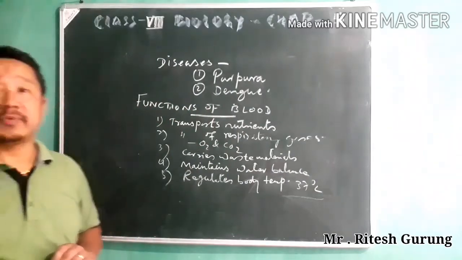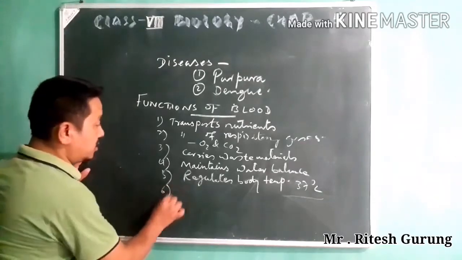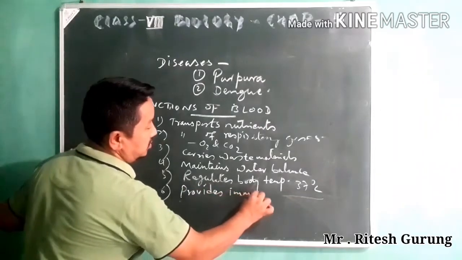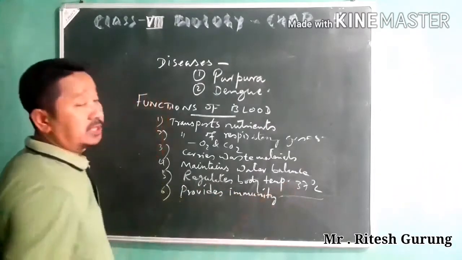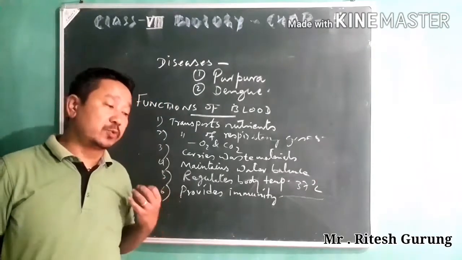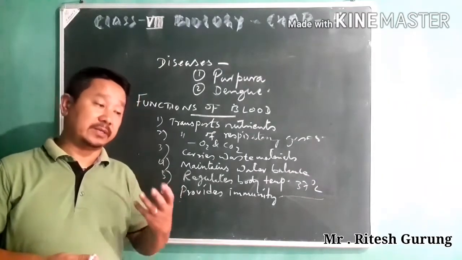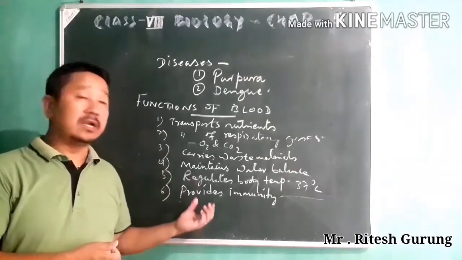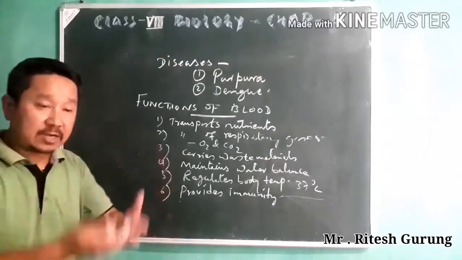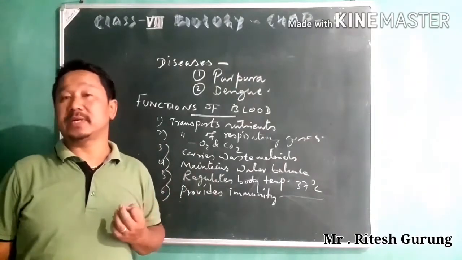And number 6, blood also provides immunity. In the last session we talked about the function of WBC, which is to provide immunity. It kills the disease causing germs, if any by any chance enter. They are all killed by WBC, which is part of your blood. That way, by killing the germs, WBC or your blood also protects us from different kinds of diseases.